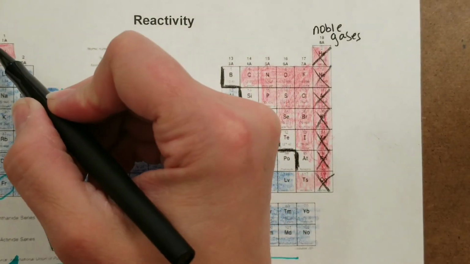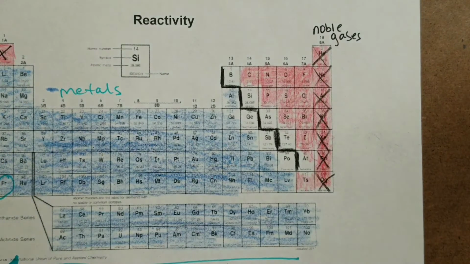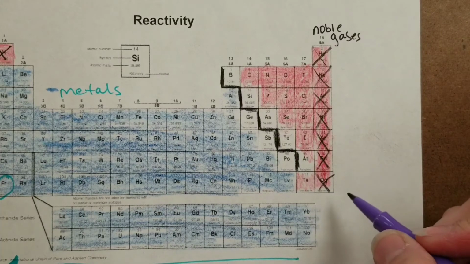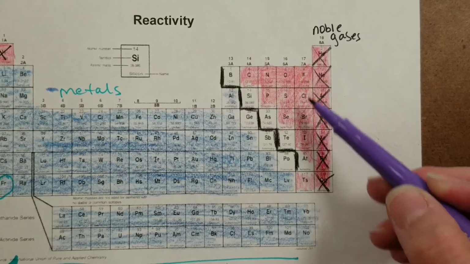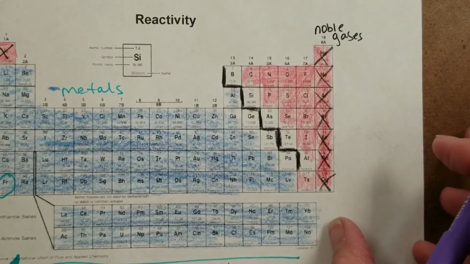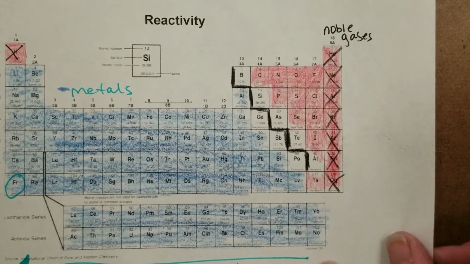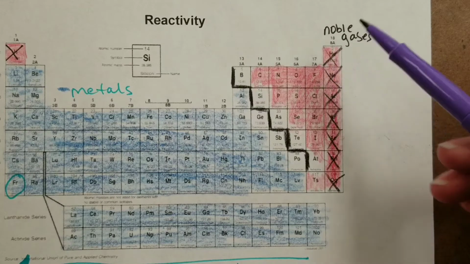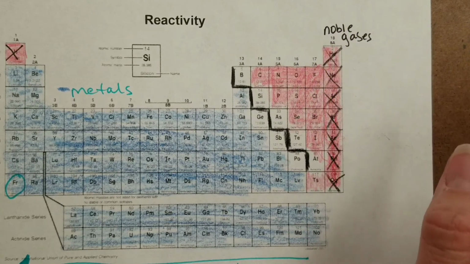Let's see, our instructions also say to draw an X through hydrogen. And then it says draw arrows to show how reactivity increases in nonmetals as you move across the periodic table. So my nonmetals, let me see if I have some kind of red writing utensil. I'll use purple for this one. So my group 17, these are the most reactive. These are the most reactive because they have 7 valence electrons. They only need 1.